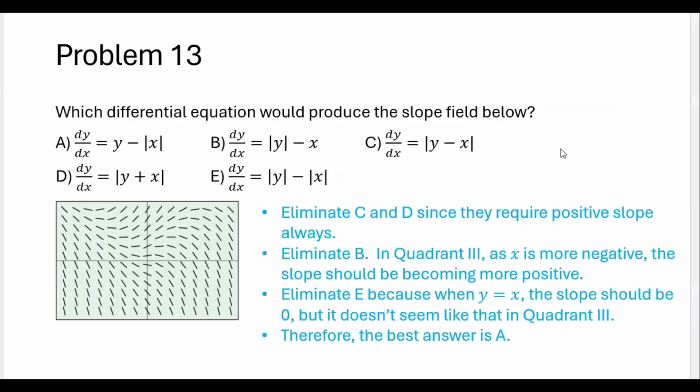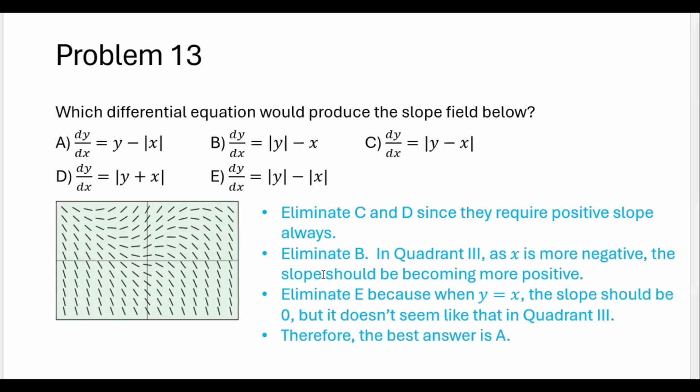What did I say here? So I said C and D eliminate because they require positive slope always. Yep, that's why I explained in the beginning. I eliminated those right away. Okay, I said eliminate B because in quadrant three, as x is more negative, the slope should be becoming more positive. Yes. So I looked vertically, but you can also look horizontally.